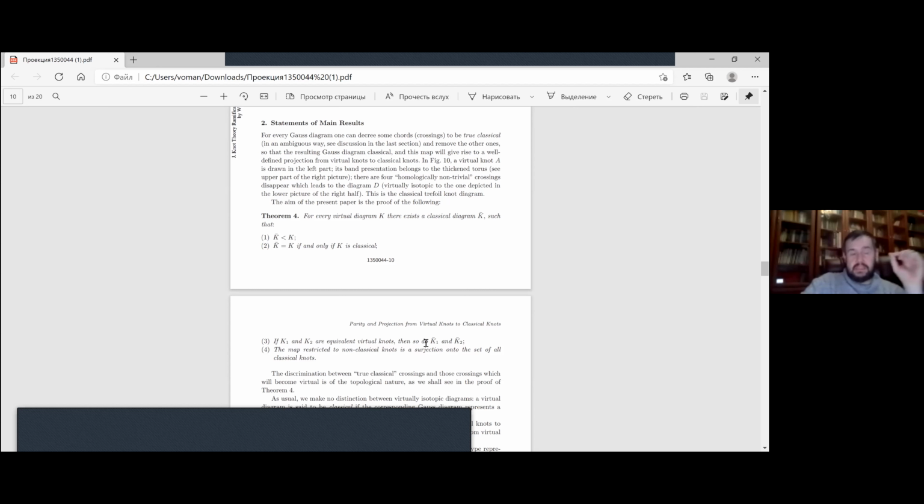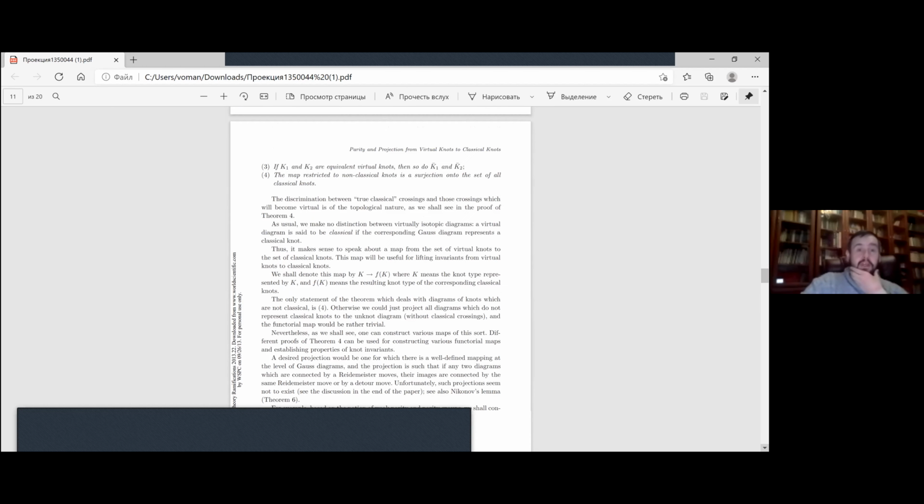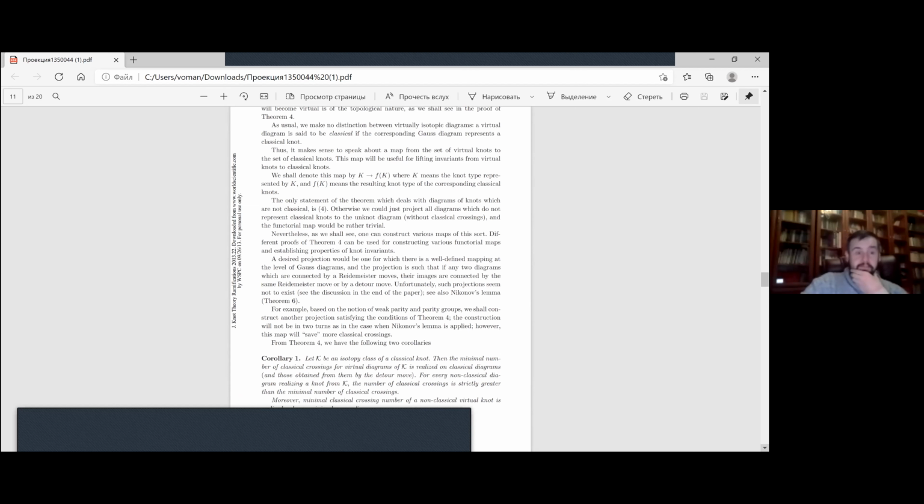So here it's crucial to say that K1 and K2 are equivalent as virtual knots, not only as classical. Actually, so this is the formula. Okay, this is the formula.